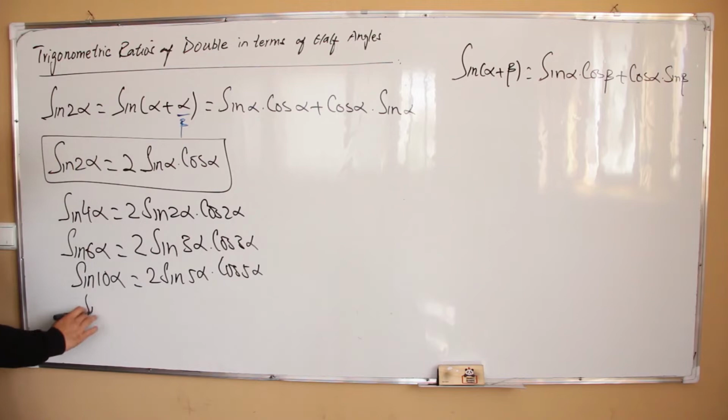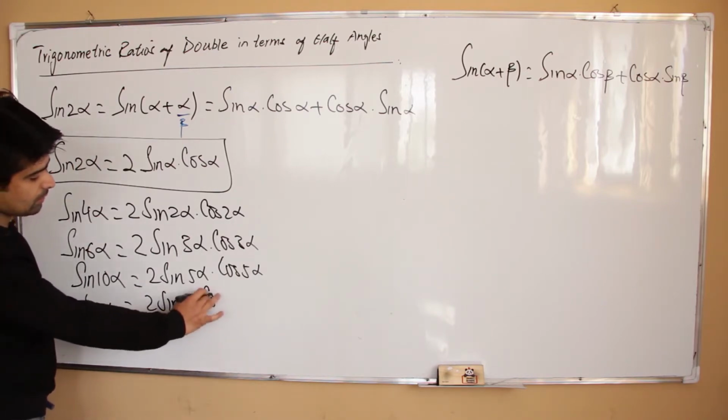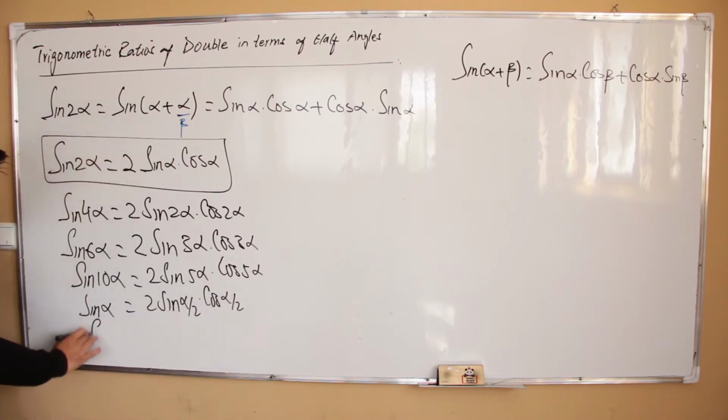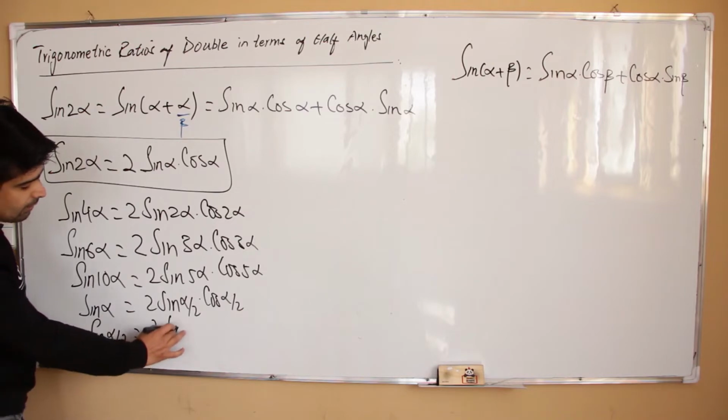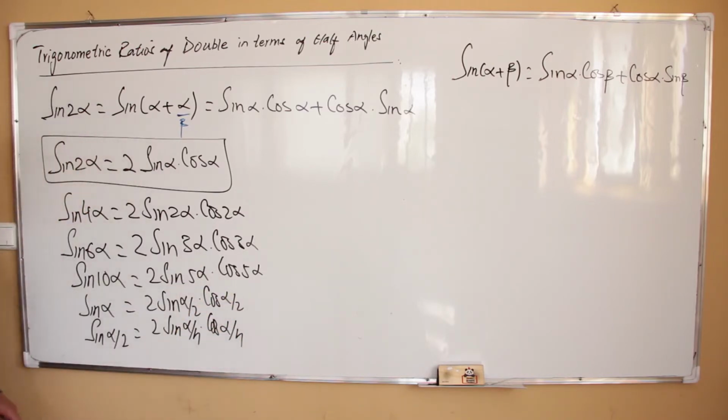If I have sine of alpha, so 2 sine of alpha by 2 cosine of alpha by 2. If I have sine of alpha by 2, 2 sine of alpha by 4 cosine of alpha by 4. I think you have got. Write it. We will go on to cosine of 2 alpha.